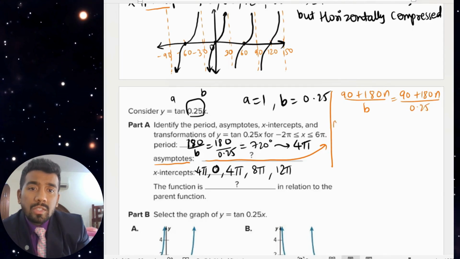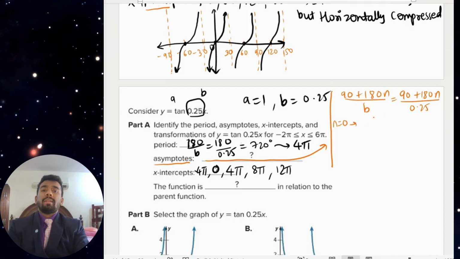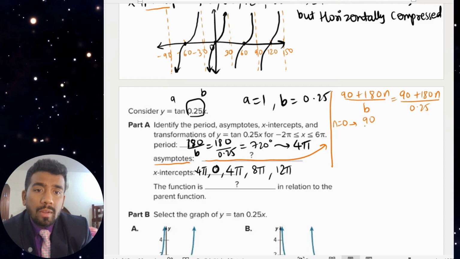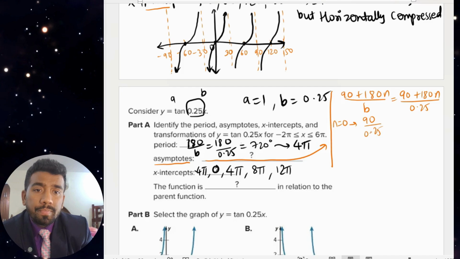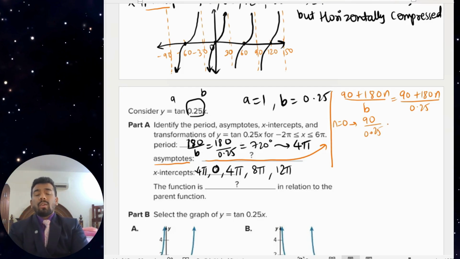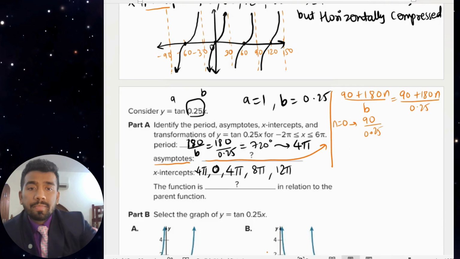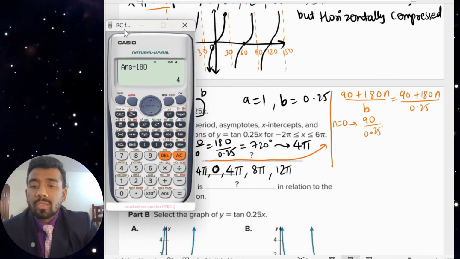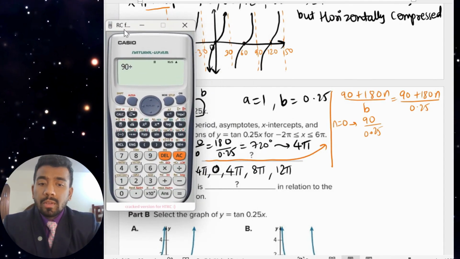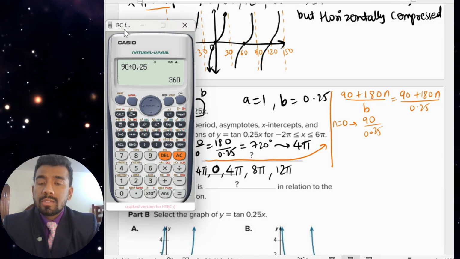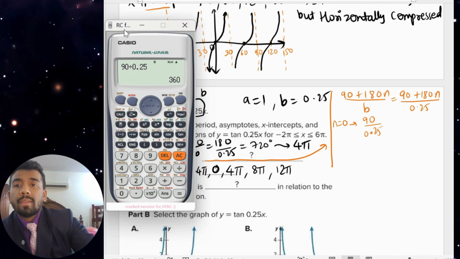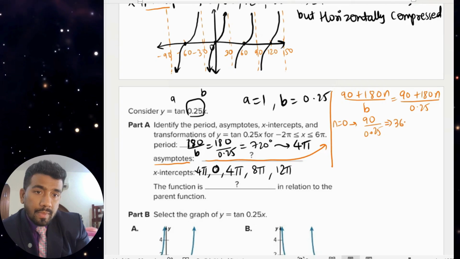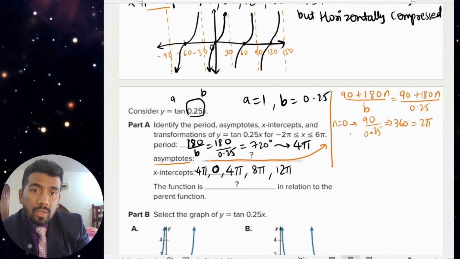Now start with n as 0. When we put n as 0, this whole thing will be gone, so it's 90 over 0.25. How much is this? Always do times 4 because 0.25 is 1 over 4. 90 over 0.25 is 360. 360 is what? 2 pi. So n equals 0, you get 2 pi.